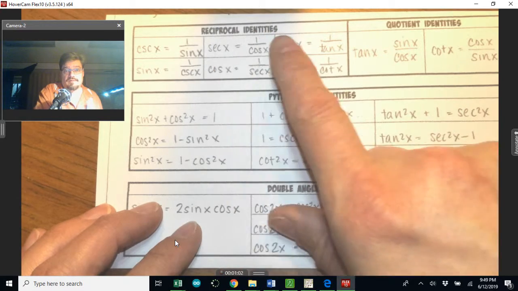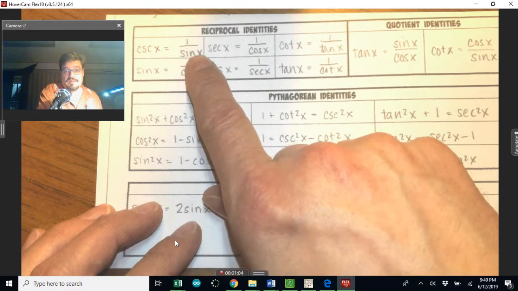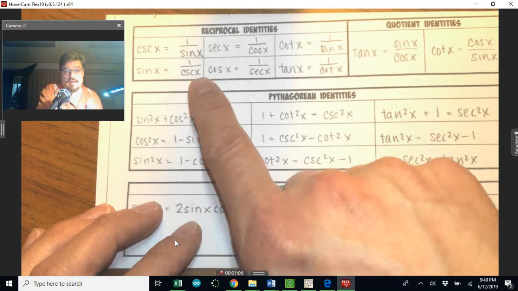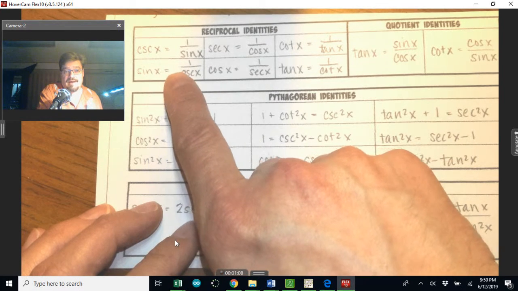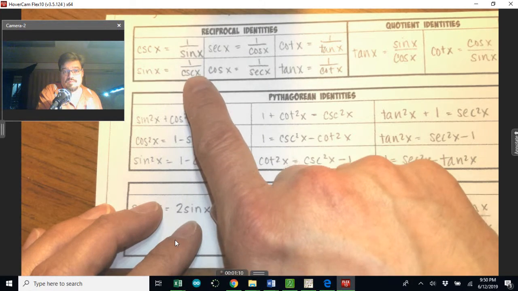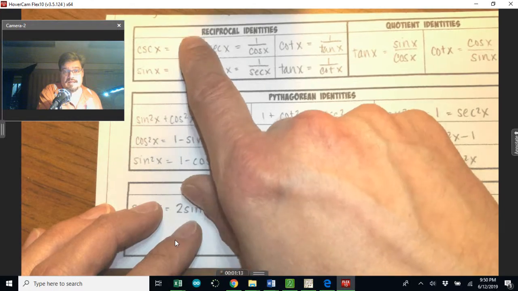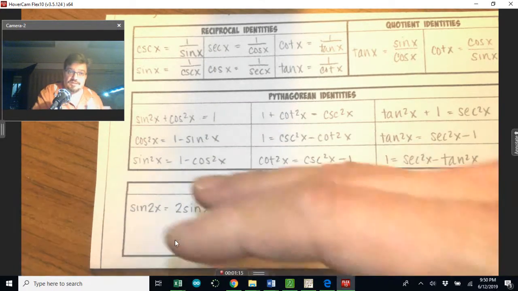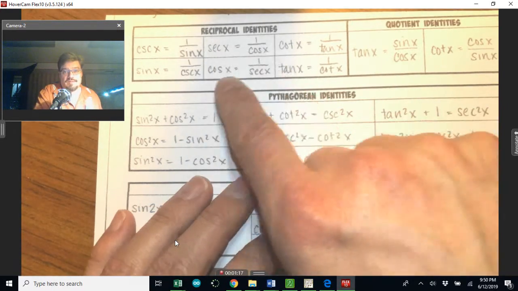Oh yeah, so we got the reciprocal identities, which is just the 1 overs, okay? So just keep in mind that sine x equals 1 over cosecant, but cosecant equals 1 over sine. They're just reciprocals of each other, right? So that's what this is.